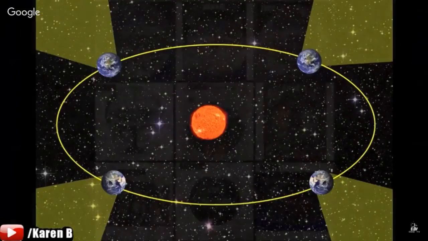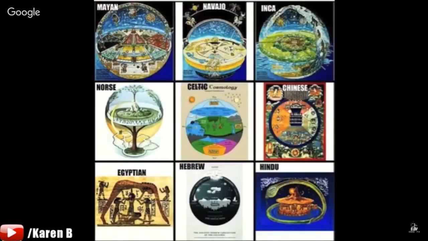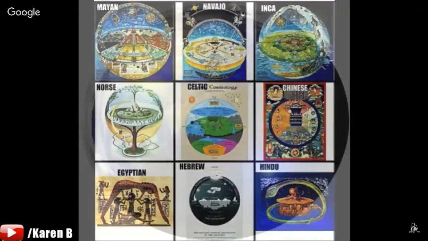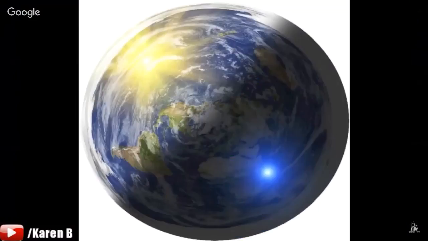All the ancient cultures and all the ancient texts describe a flat, motionless Earth. So what happened? What changed? Who decided that the earth was a ball?